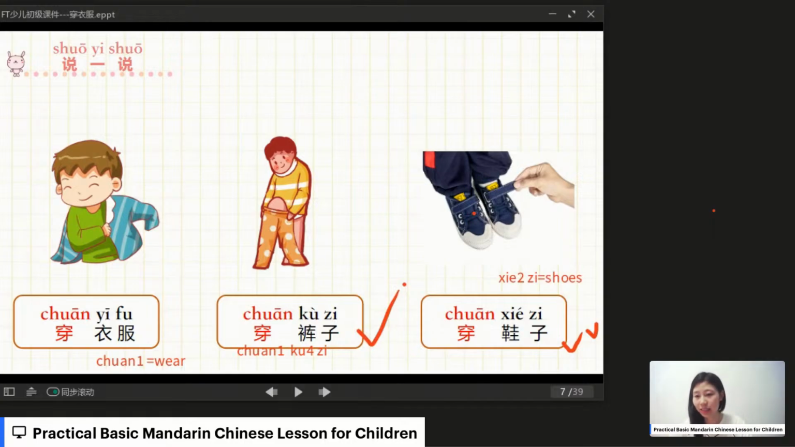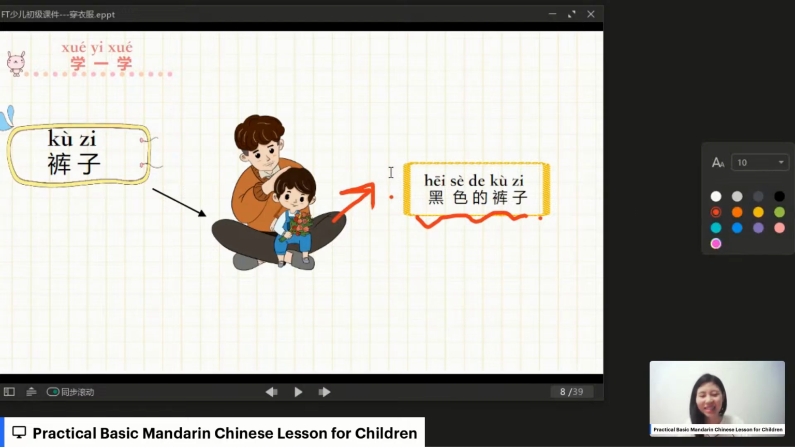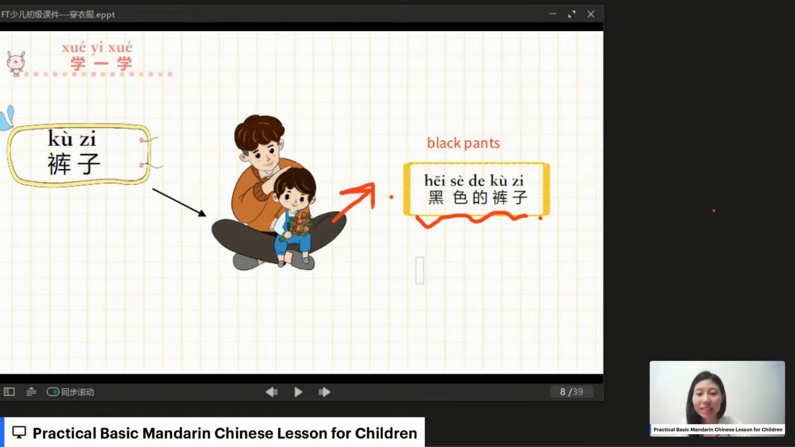Okay, let's see the next one. Sorry, let's go back to here. So this is 裤子, right? And I think we learned about colors before. So see here, the phrase is 黑色的裤子. Do you still remember the meaning of 黑色? Yes, 黑色 is one of the colors. From the picture you can see it clearly. Even if you don't remember, we can know this is black pants. So we say 黑色的裤子.